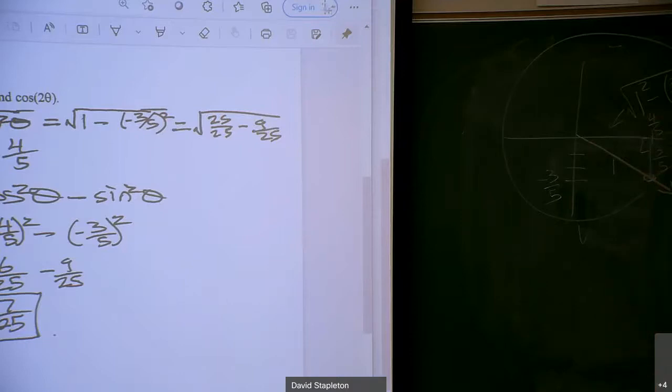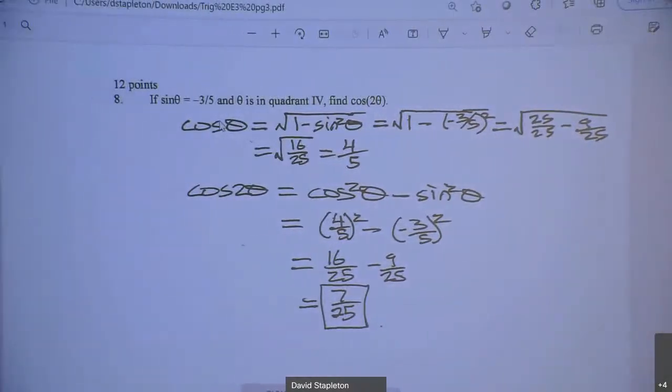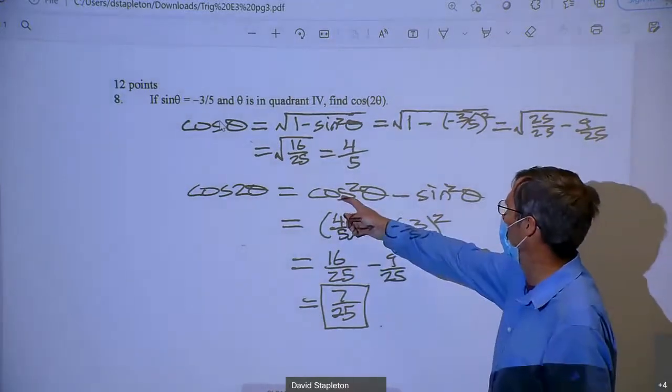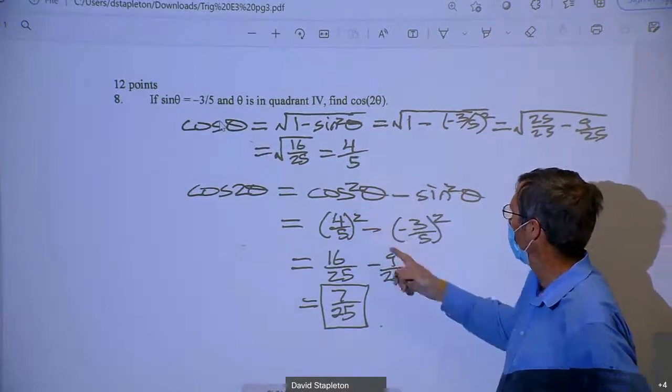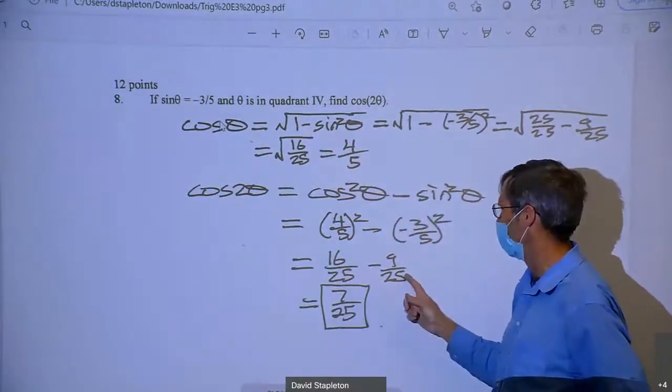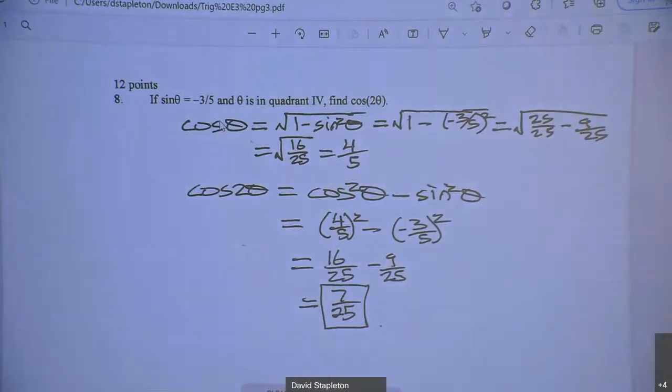And once you have that, then you can find cosine of 2 theta, which was the original problem, right? Let's move this back. Then use your double angle identity, right? Cosine of 2 theta is cosine squared theta minus sine squared theta. Is 4/5 squared minus a negative 3/5 squared, 16/25 minus 9/25 is 7/25. That was it. All right.